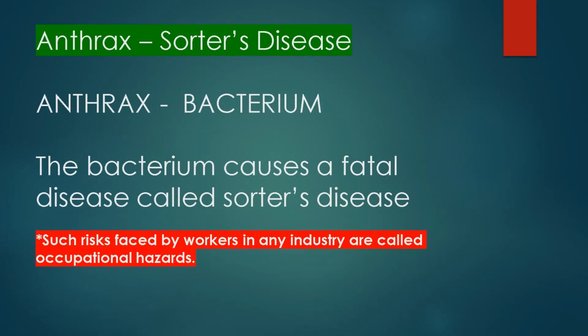Now there is some important part also in your book, that is anthrax, which is also called sorter's disease. क्या होता है कि जब हमारे जो वर्कर्स हैं जब फैक्ट्रीज में काम करते हैं तो they are at risk of sorter's disease. There is a bacterium called anthrax, and it causes a fatal blood disease which is called sorter's disease. And such risks faced by workers in any industry are called occupational hazards. So हम इसे occupational hazards भी बोलते हैं. Got it?